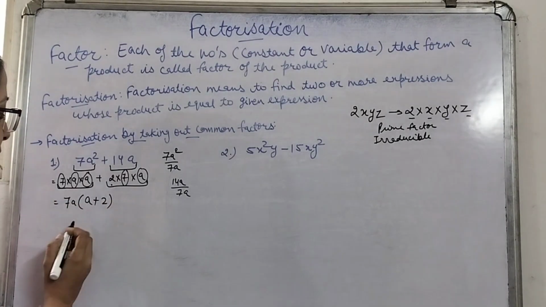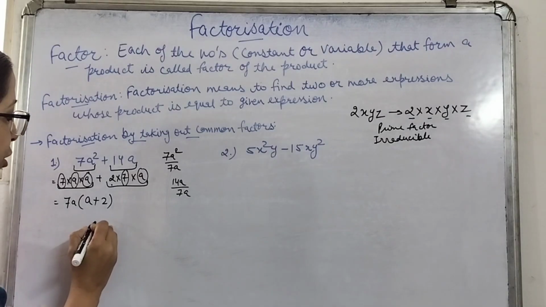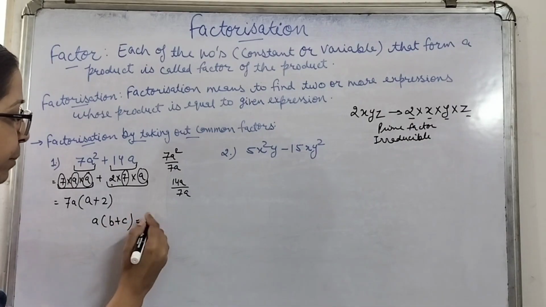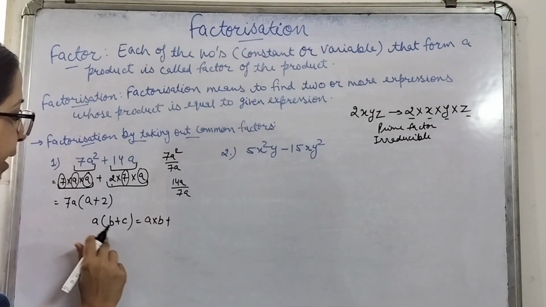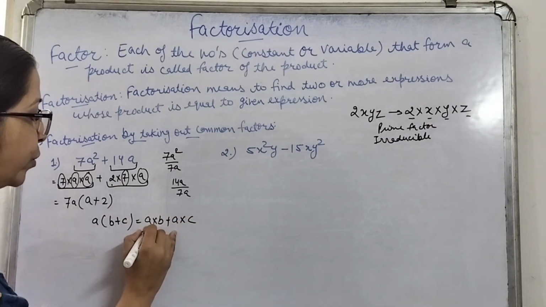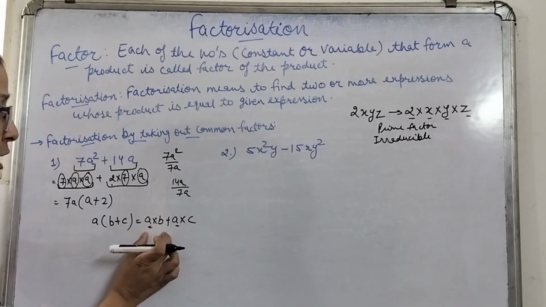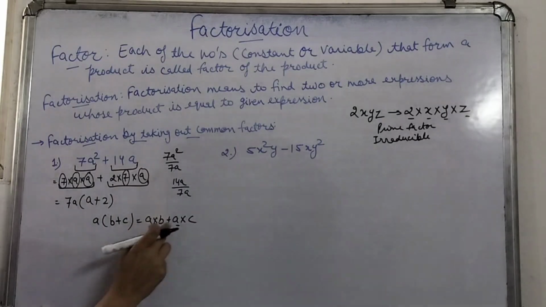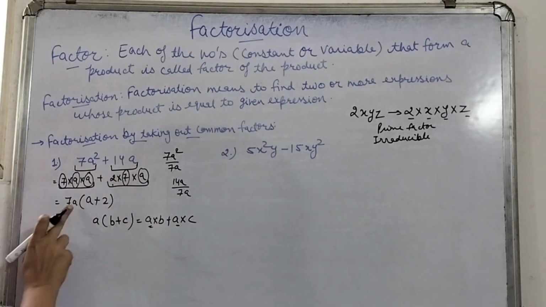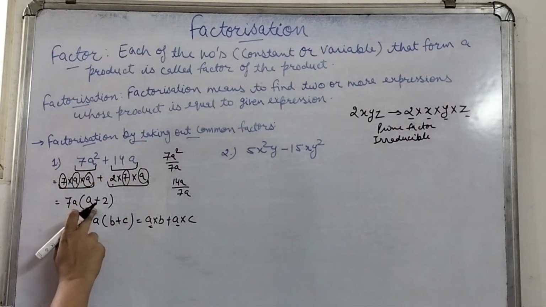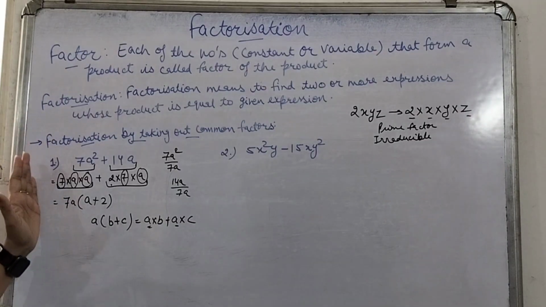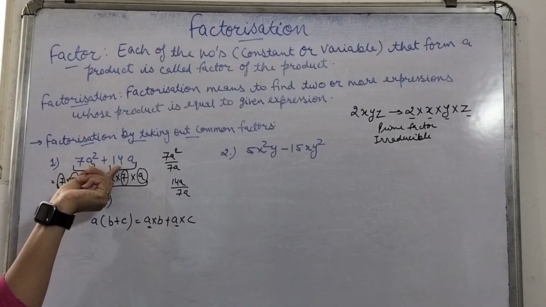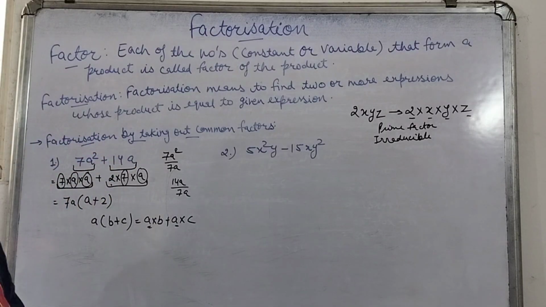How do we write the distributive law? If it is a multiplied by b plus c, this can be written as a multiplied by b plus a multiplied by c. Over here a is common in both terms. So over here 7a was common in both the terms, so we have taken 7a out and the remaining we have taken in the bracket. So we have used the distributive law and taken the factorization of the given expression.